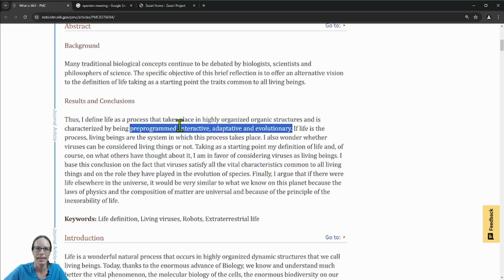Taken together, interactive suggests communication, and adaptive and evolutionary indicate the ability to change. Communication and change are definitely living qualities. That makes pre-programmed really stand out as an unusual and misplaced word in this list of otherwise living qualities. It's almost like a word needed to be in here that explains these other capabilities. And this author chose pre-programmed.